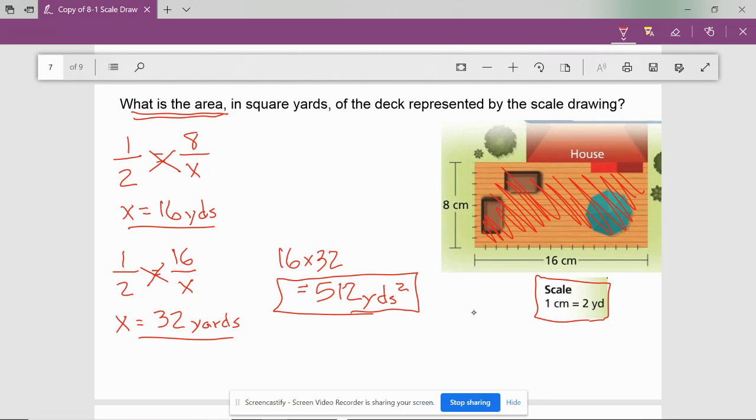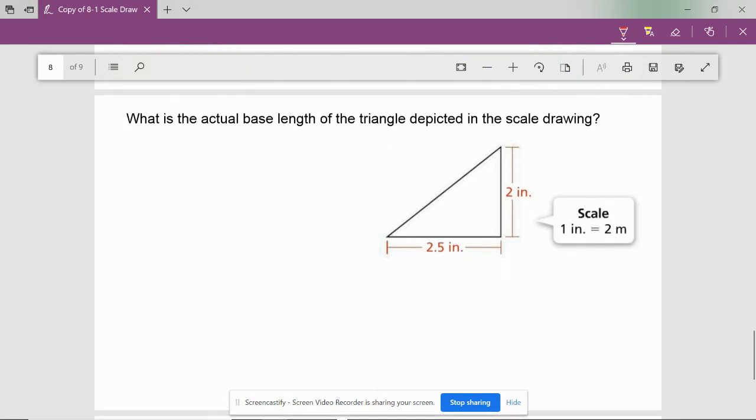Okay, so make sure that we understand what the question is asking us and that we fulfill that question. Because if we just get x equals 16 yards and x equals 32 yards, our problem's not done. We need to do one more step. So let's make sure that we're always doing everything the question is asking us. Okay, so let's do one more slide here.